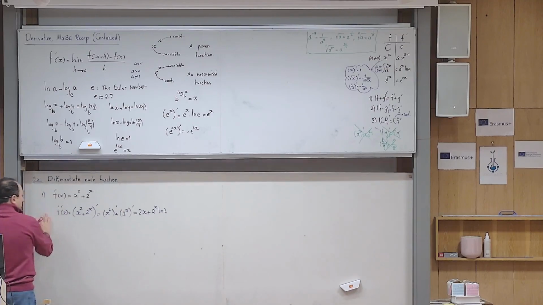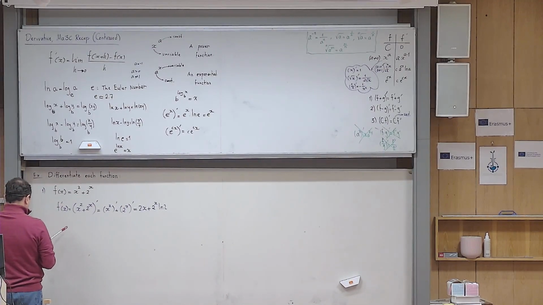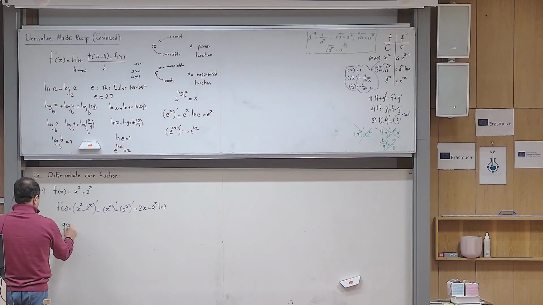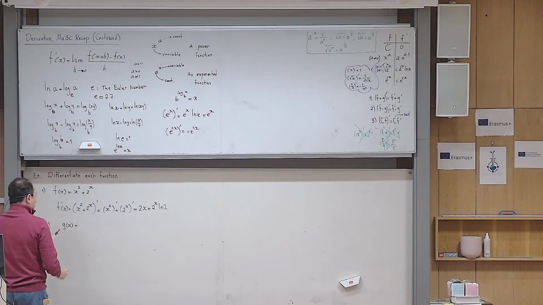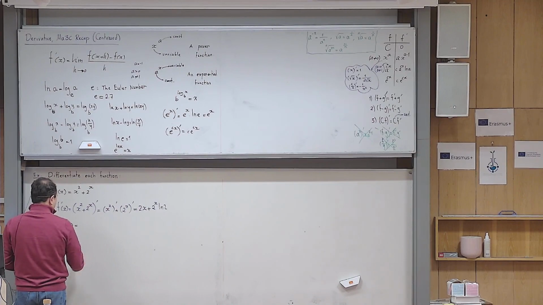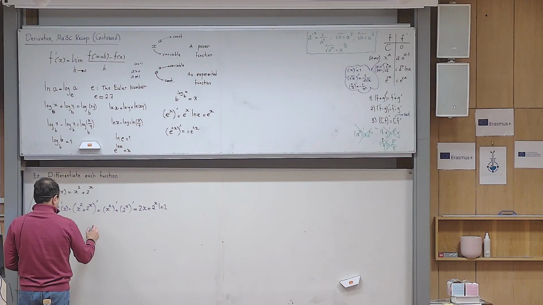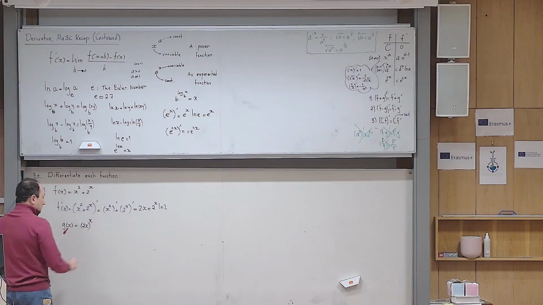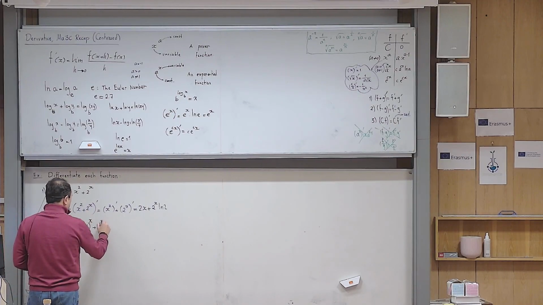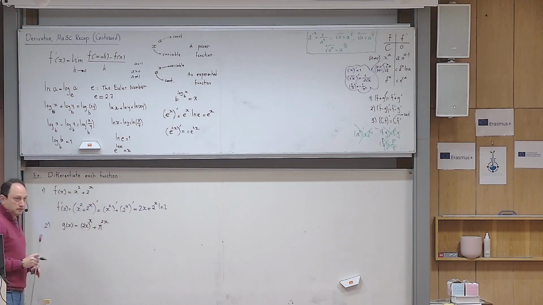So for example, number 2, this is also, I think, in the book, so let me write it for you. So g of x, so let me write, for example, 2x. This is also good. So 2x to power pi plus pi to power 2x. Okay, so we want to differentiate this function.